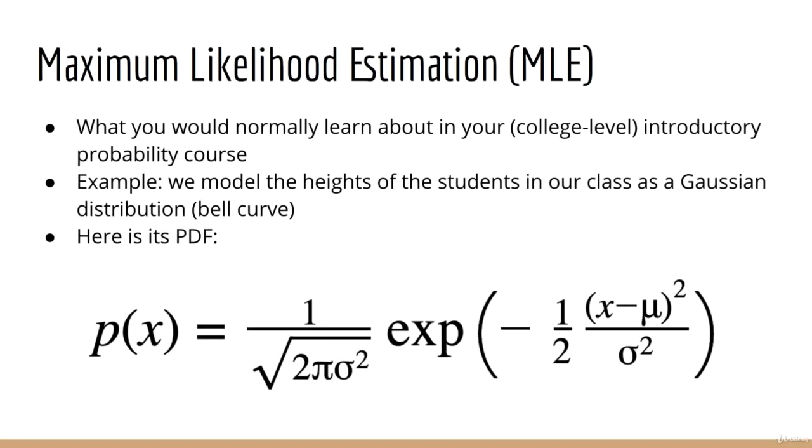Okay, so let's dig a little deeper on why we would want to square the error. To understand this discussion, you have to be familiar with maximum likelihood estimation, what you would normally learn in an introductory probability course. Let's say, for example, we would like to measure the heights of all the students in our class, and we decide to model this as a Gaussian distribution. As you recall, the Gaussian distribution is the typical bell curve. It has the probability density function that you see here, which will become important momentarily.